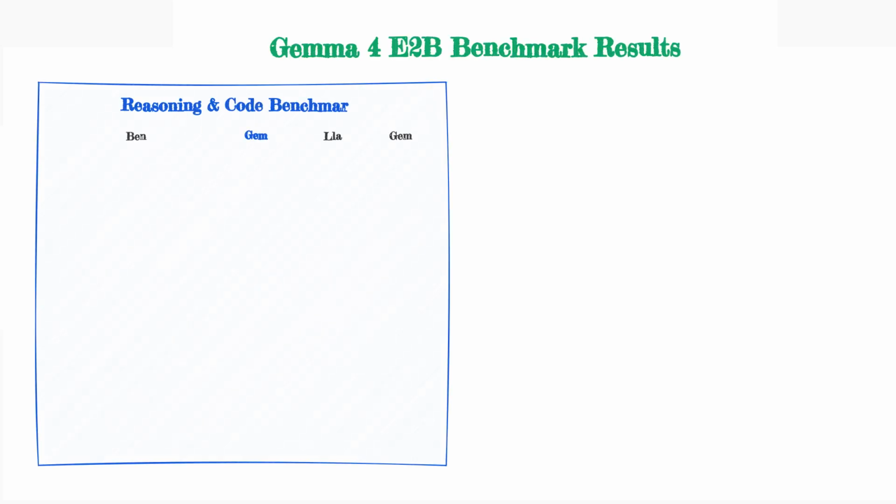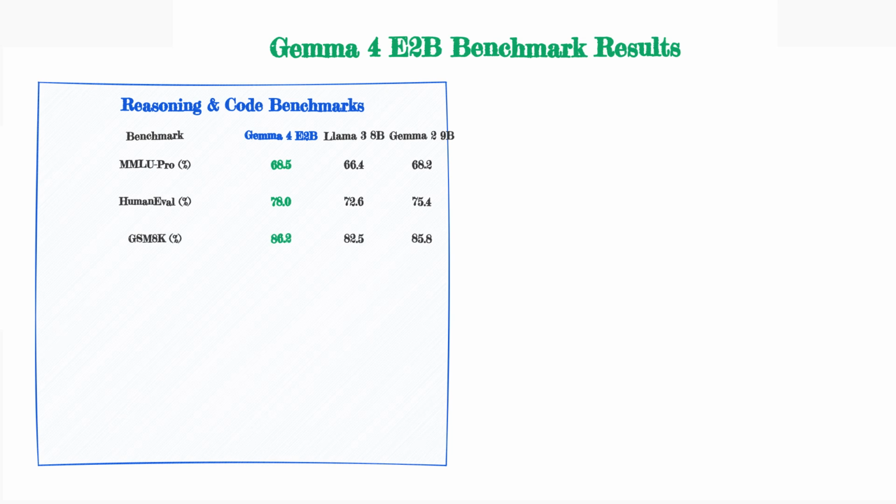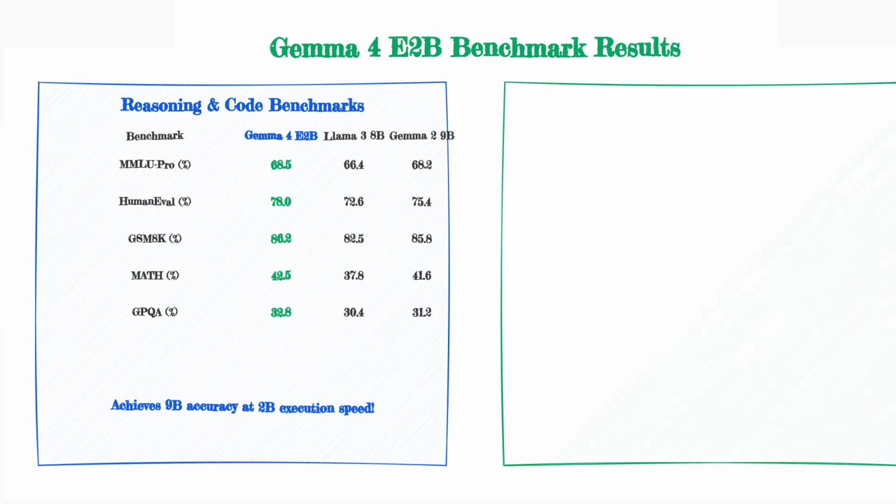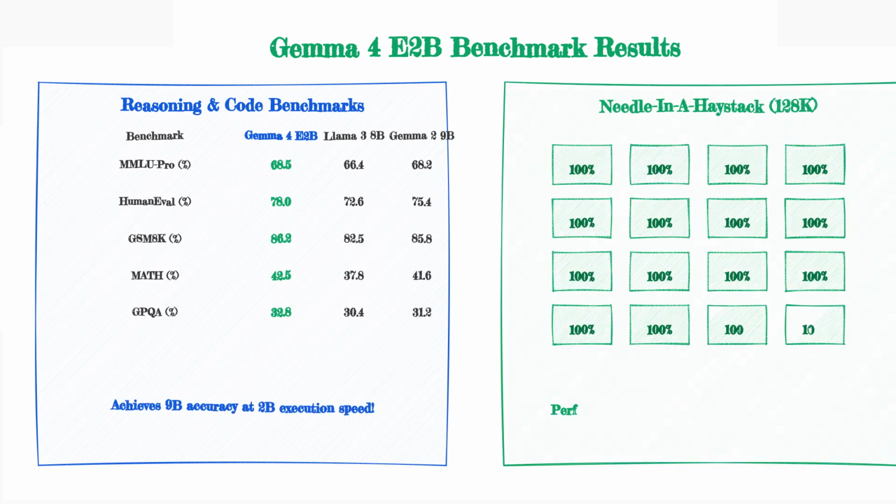How does Gemma 4e2b perform in benchmark comparisons? The results show that the PLE architecture delivers incredible intelligence density. On reasoning benchmarks like GSM-8K and math, the E2B model achieves performance that matches or exceeds traditional models with 4 to 6 billion parameters, despite having only 2 billion active parameters. On code generation benchmarks like HumanEval, E2B scores 78%, beating older models twice its size.